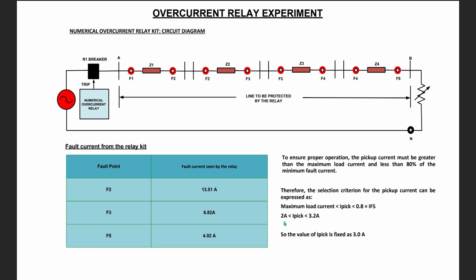The maximum load current is taken as 2 ampere here, based on the system's 100 ohm resistive load. Based on this range, the value of I peak is chosen as 3 ampere to ensure reliable operation of the relay. The other relay settings to be found are the time multiplier setting TMS and the multiplier of the instantaneous setting.